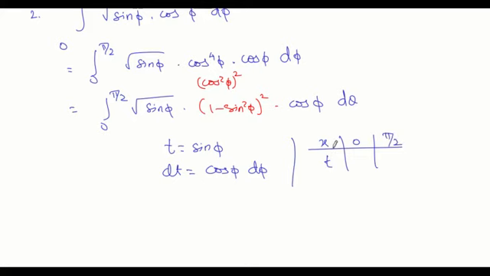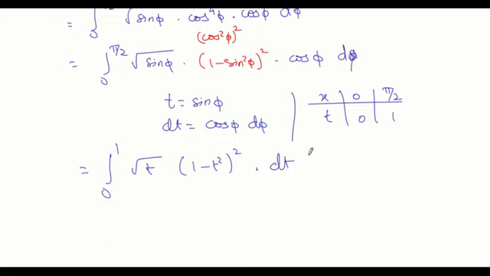Now see, sine 0 is nothing but 0. Sine pi by 2 is nothing but 1. We changed, so it becomes 0 to 1 root of t bracket 1 minus t square whole square into dt, because cos phi d phi is nothing but dt. That's all, children. So now you can expand and multiply inside. This means 0 to 1, root t, I can write t power 1 by 2. You can expand this: 1 minus 2t square plus t power 4 dt.